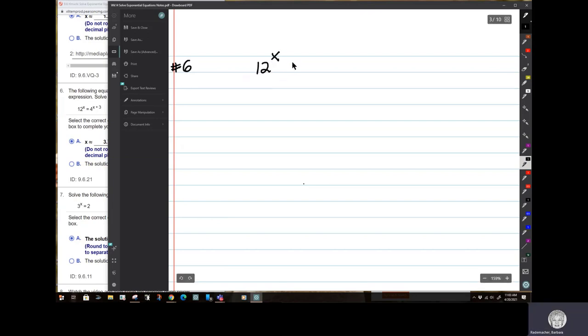12 to the x equals 4 to the x plus 3. I don't have to put parentheses around there, but they are grouped together into one thing, one exponent. Now I take the log of both sides. Log of 12 to the x equals the log of 4 to the x plus 3. Make sure I have that right, yes.